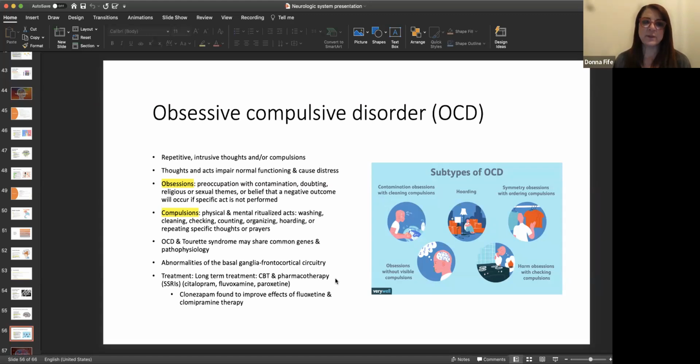OCD and Tourette syndrome may share common genes, and the pathophysiology of OCD involves abnormalities of the basal ganglia frontocortical circuitry. Long-term treatment is with cognitive behavioral therapy and pharmacotherapy such as SSRIs. And clonazepam has been found to improve the effects of fluoxetine and clomipramine therapy.